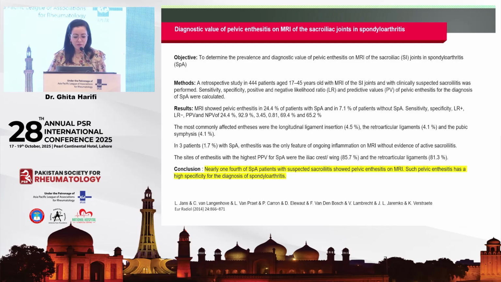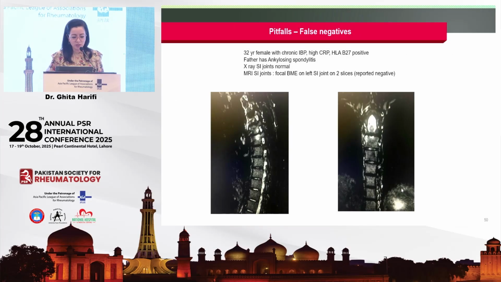Nearly 1/4 of spondyloarthritis patients are in this situation with suspected sacroiliitis, showed pelvic enthesitis on MRI, which is believed to have a high sensitivity for the diagnosis of spondyloarthritis. Again, false negative, no sacroiliitis on MRI. When you have no sacroiliitis and a high pre-test probability for spondyloarthritis, do image the spine.